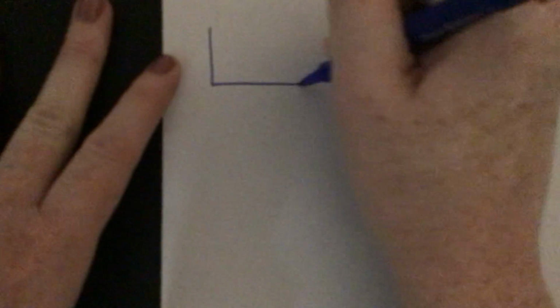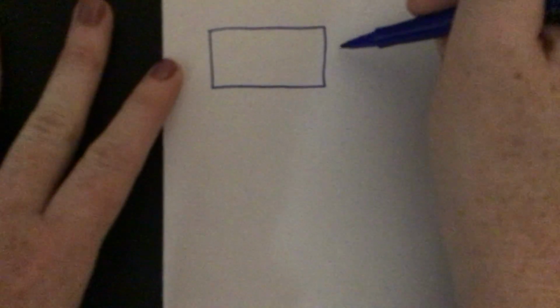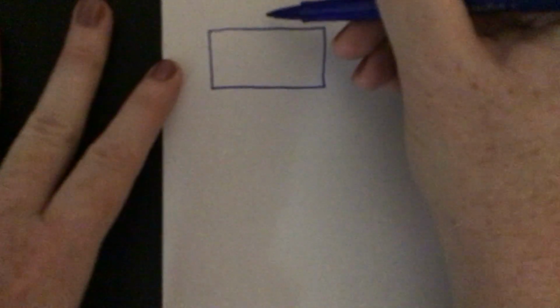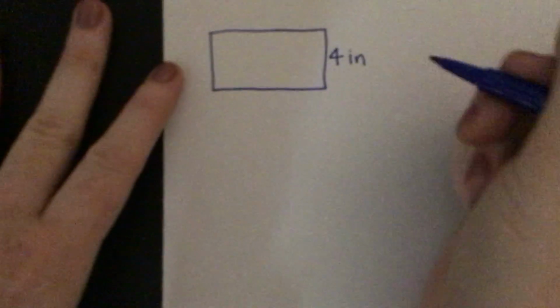Anyway, the first one will be a simple rectangle. My length is typically either top or bottom because it's the longer piece, and then our width is usually on the side. So let's just say that our width is 4 inches, not quite to scale, obviously, and our length is 12 inches.